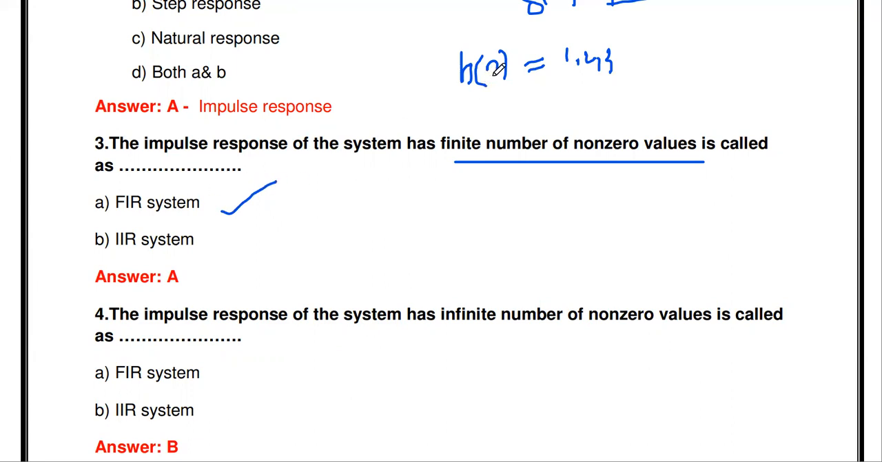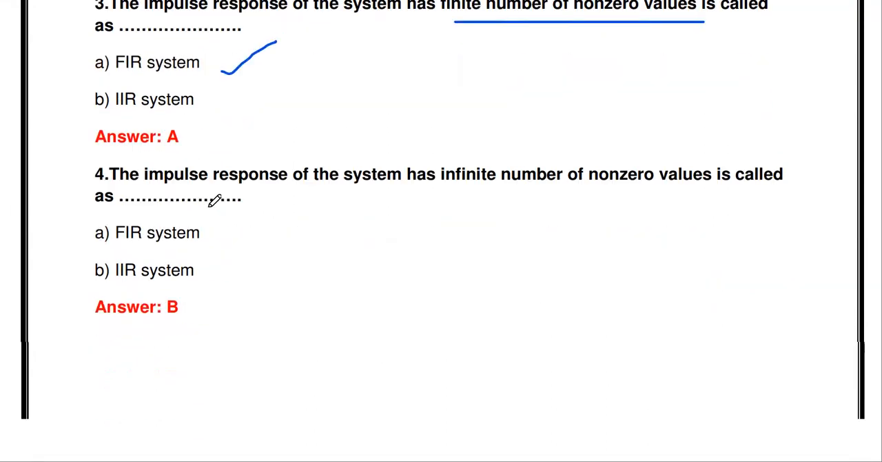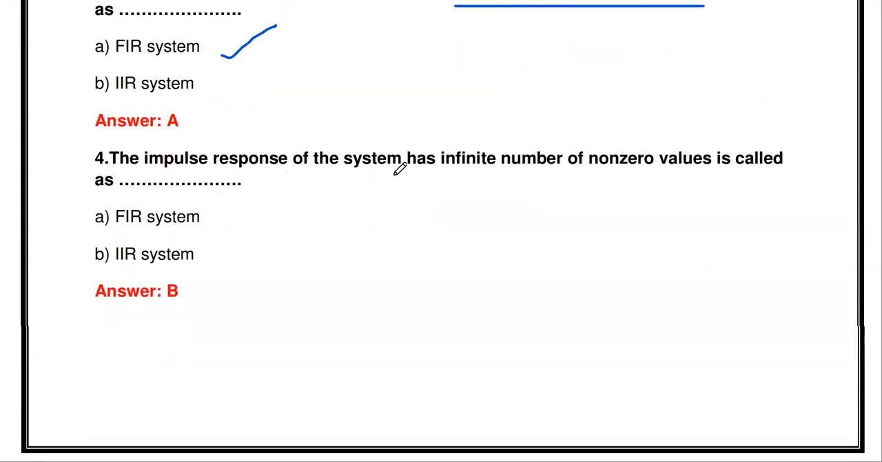So if a system contains a finite number of non-zero values, that system is called FIR, finite impulse response system. For example, if h of n is equal to a power n u of n, the h of n value is available for infinite time. The h of n consists of an infinite number of samples. So that system is called an IIR system. Finite number of non-zero values means it is FIR. The next one: the impulse response of the system has an infinite number of non-zero values is called an IIR system. IIR means infinite impulse response system.